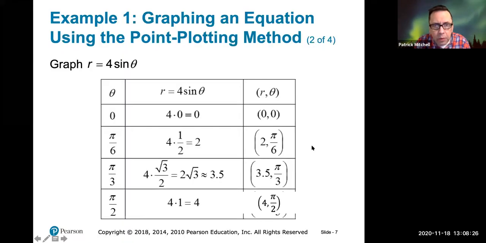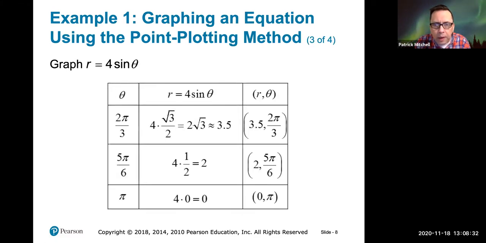Okay, so continuing with the table, remember we're using multiples of pi over 6 for theta. We're going all the way up to pi. That all looks okay. So again, you're just plugging the value of theta into the equation. Just check to make sure that you're able to do this.